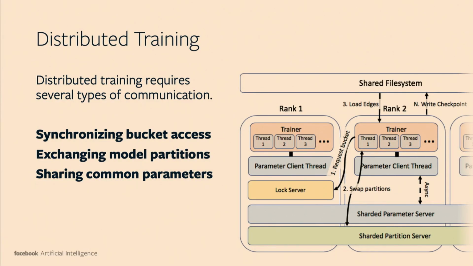So I'm going to talk a bit about how we do the distributed training in PyTorch-BigGraph. Basically, we need to do 3 different types of communication between the machines.